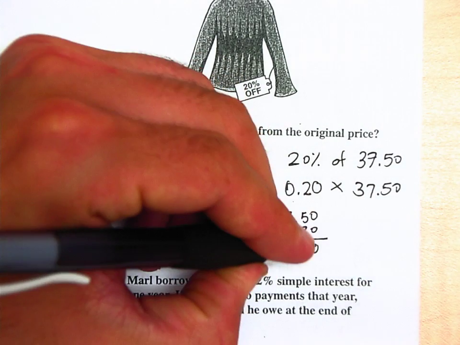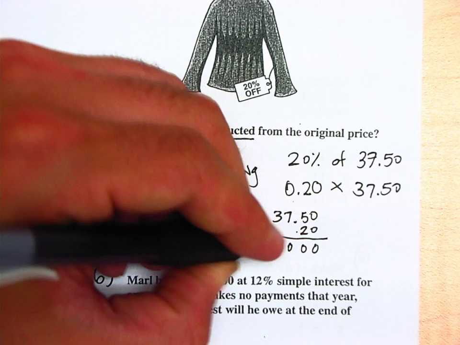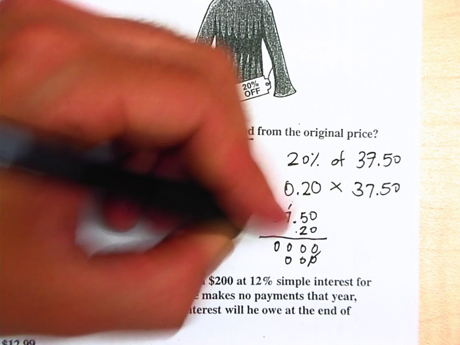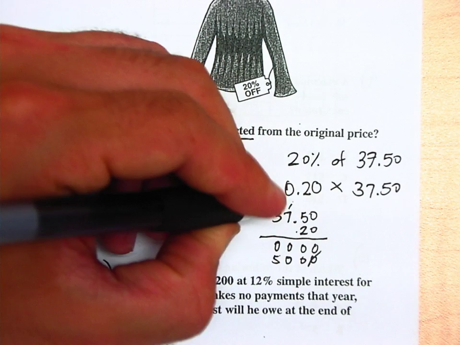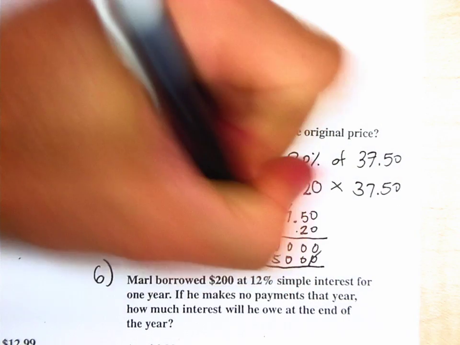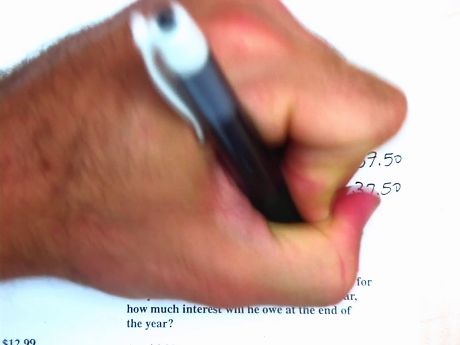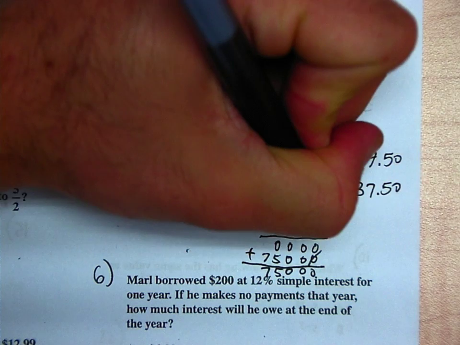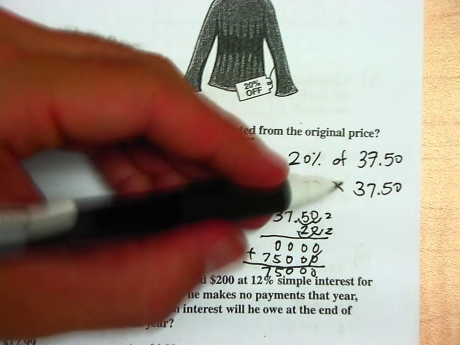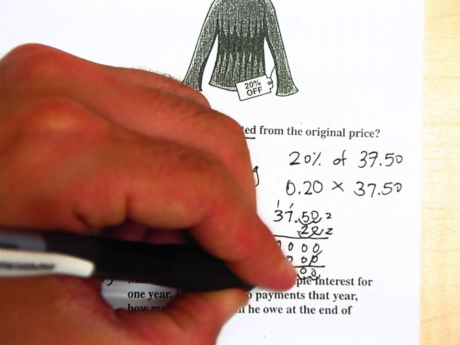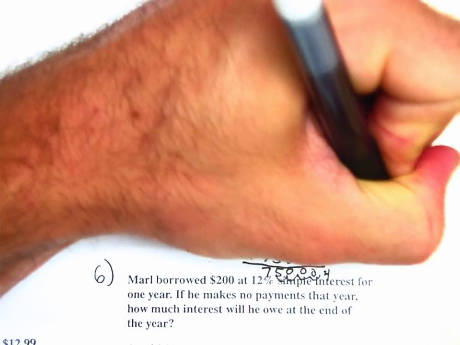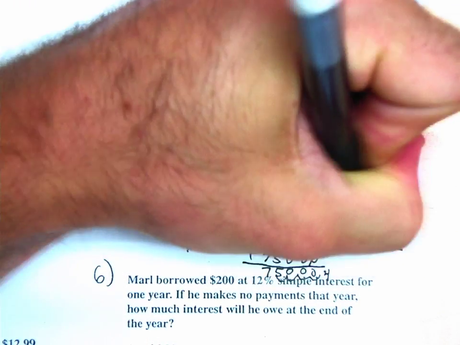0 times 0 is 0, 0 times 5 is 0, 0 times 7 is 0, 0 times 3 is 0. Skip a spot. 2 times 0 is 0, 2 times 5 is 10, 2 times 7 is 14, plus 1 is 15, 2 times 3 is 6, plus 1 is 7. I add those together and I have 7, 5, 0, 0, 0. And because I move my decimal 4 places in total in my factors, 2 and 2, I need to move it 1, 2, 3, 4 places in my product. And my answer is going to be 7.50, or $7.50.